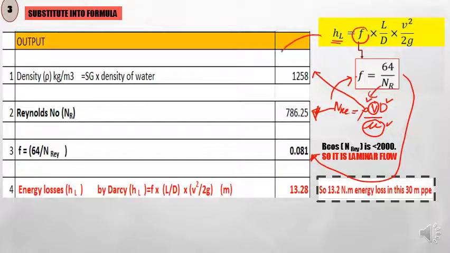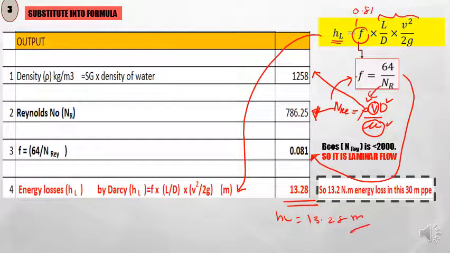F is 0.081. Then the rest of the values, you just substitute, and finally you will get that HL is actually 13.28 meters. Easy peasy. That's it.